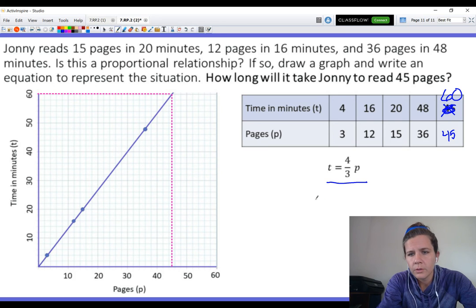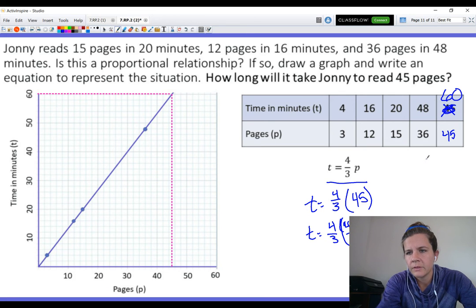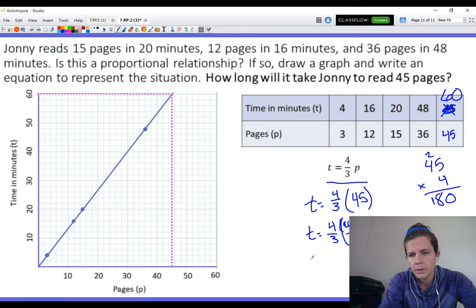The other thing we can do is just plug in. Time equals 4/3 times 45. Okay, we're working with fractions, so we've got to change to an improper fraction. Time equals 4/3 times 45/1. Well, let's see, 45 times 4, we get 20. Carry the 2, 16, 18. So time equals 180 over 3, and when we divide that, we get time equals 60 minutes.